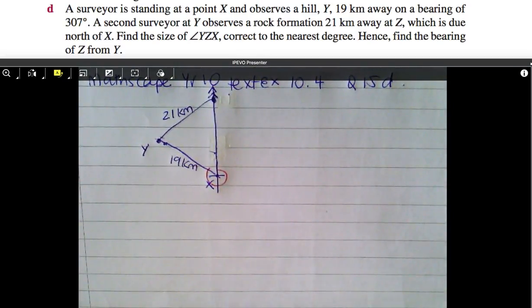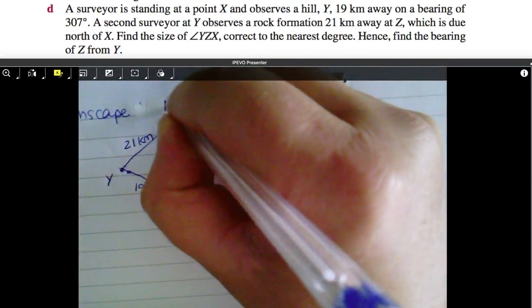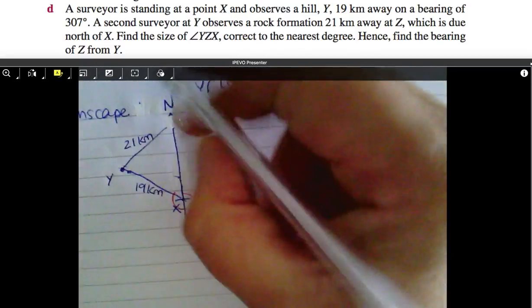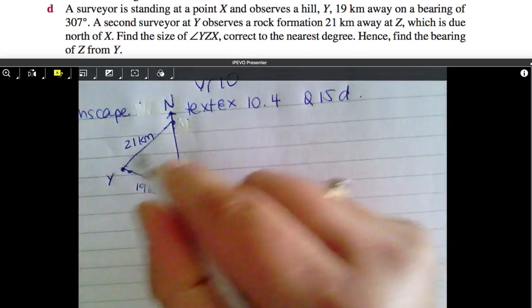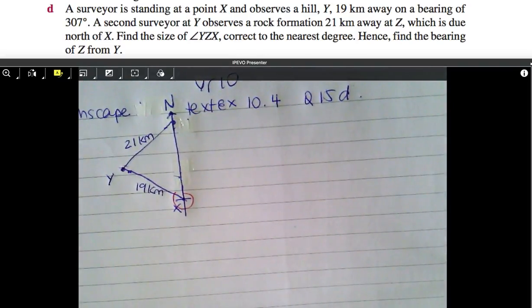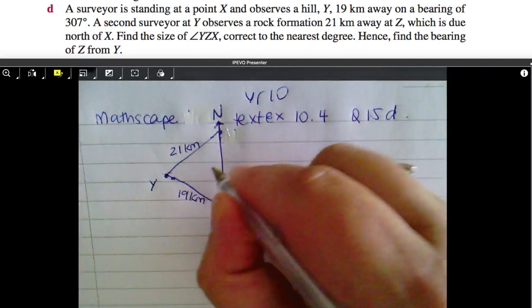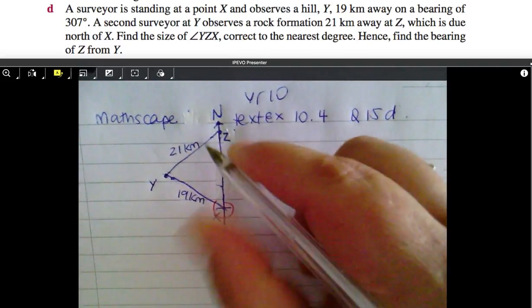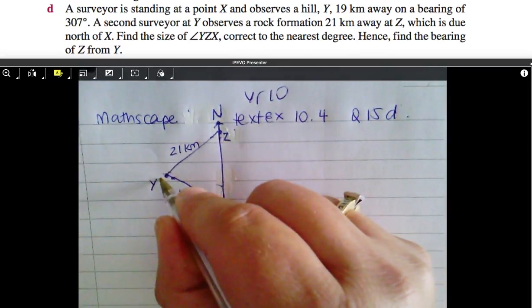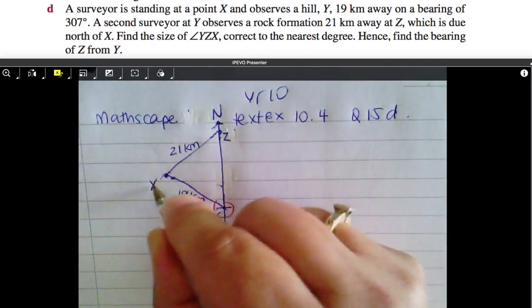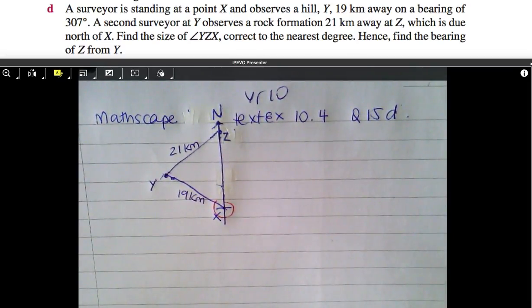Okay? So that's Mathscape, as I said, Year 10 text. I'm going to put my north sign up there. Now, I would have preferred to have drawn this a bit higher. See, if this is 19, the 21 needs to be longer, but I can't draw it much longer because I haven't got the room, okay? So, and this is Z, because Z is 21 kilometres away from Y, and Z is due north of X, okay?